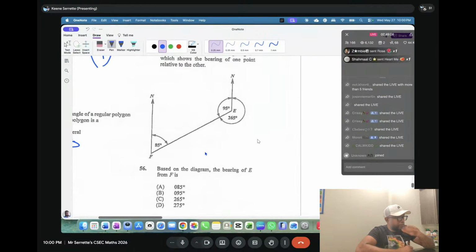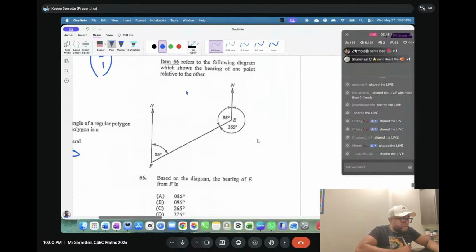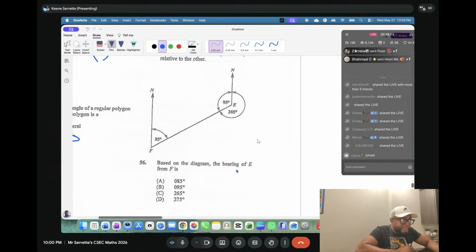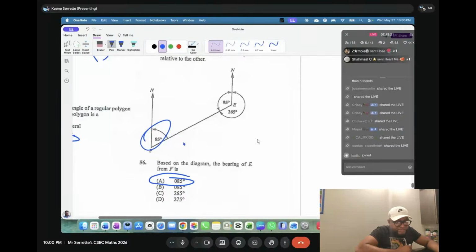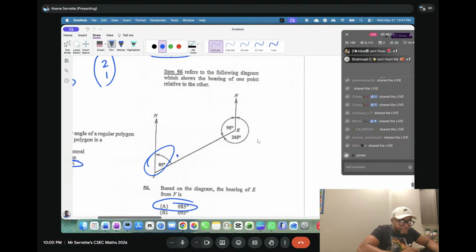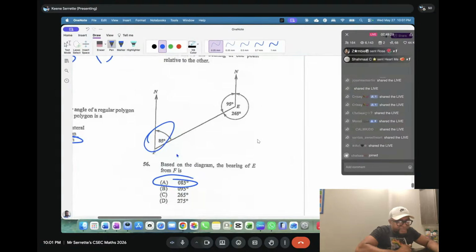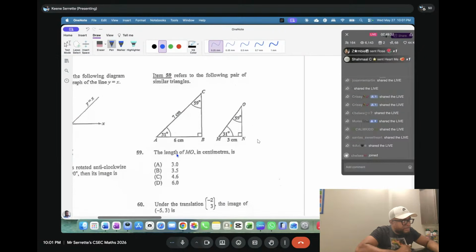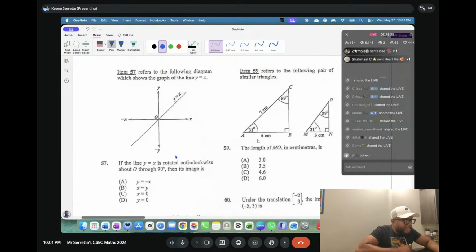What's going on here? So 85. Based on the bearing of E from F, I was doubting this answer so easily. Well, let me show you right there. 56. What's the real situation here? We're going anti-clockwise. Y is equal to negative x. That's what this line would be if we rotate it anti-clockwise.